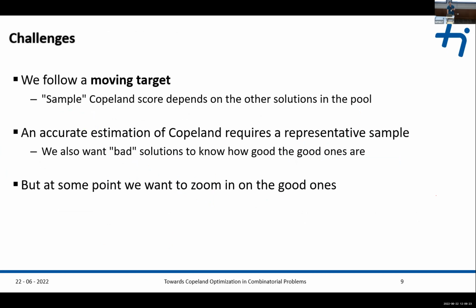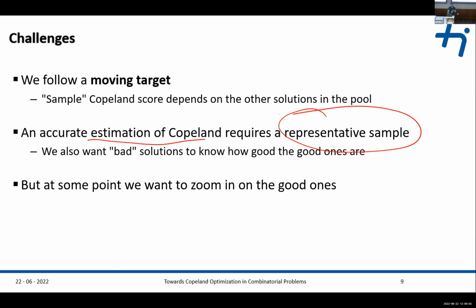So we have a moving target. In contrast to a normal CP or MIP model, we cannot write down the objective function as an expression over all the decision variables. Our Copeland score really depends on all the other solutions in our pool, and that pool changes. For an accurate estimation of Copeland, we need a representative sample. We kind of need bad solutions to know that we are good.